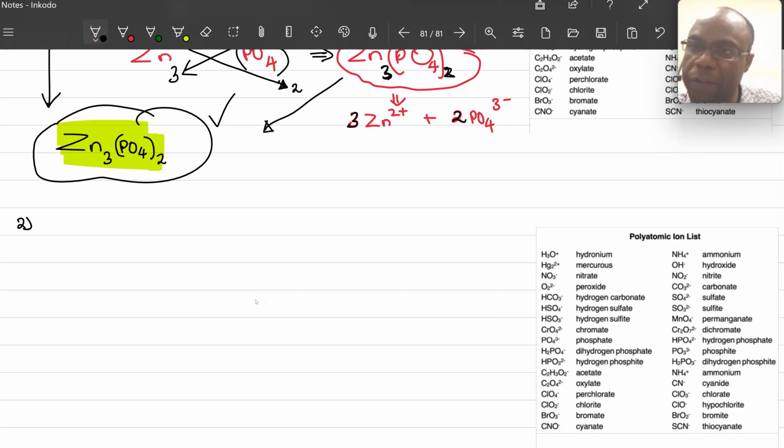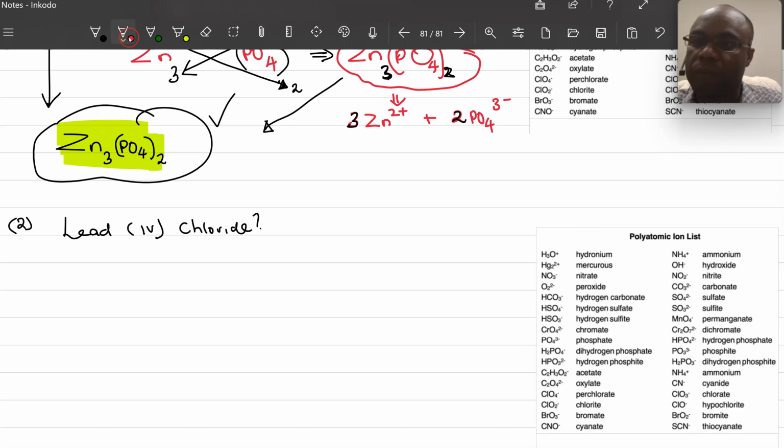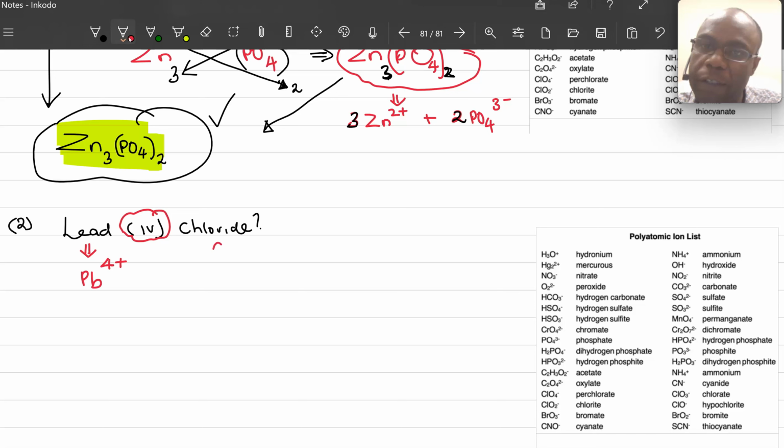Okay, number 2, are you able to write the formula of lead 4 chloride? So we begin the process again. The formula for lead is Pb, but because it tells me it's lead 4, that means Pb has a charge of 4. The formula for chloride is Cl, but it's a chlorine in main group 7A. To get to 8A, it needs to gain 1 electron, so it will be a negative. Now you have Cl minus. You see how you have 4 plus.